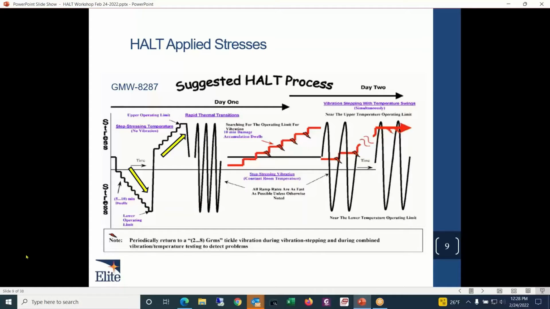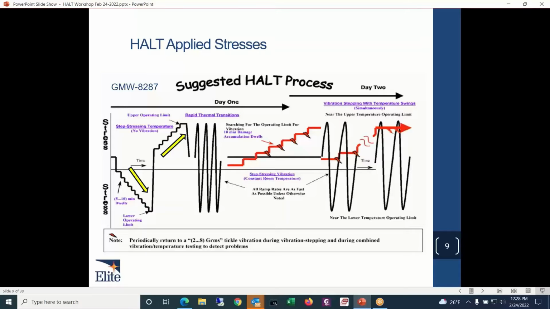But again, this particular sequence of HALT applies temperature in increasingly colder steps where we might drop down in temperature, dwell for 10 to 30 minutes, and examine the product for any sort of anomaly. If there's no anomaly, continue on colder with another dwell, drop down colder with another dwell, until you reach either a lower operating limit or the end of that test as you feel it applies to your product.